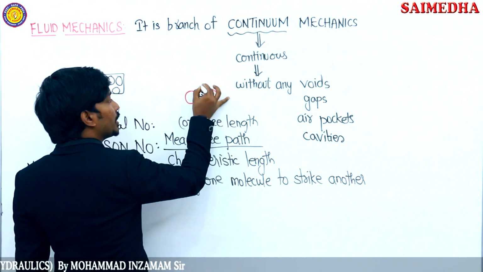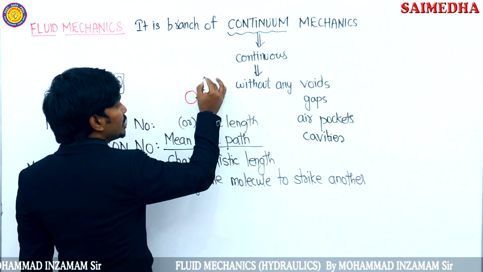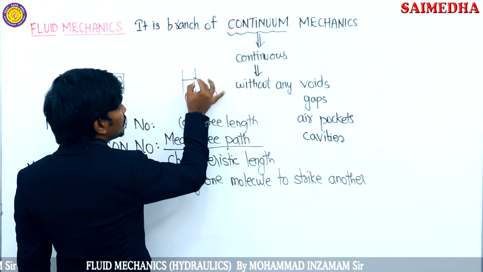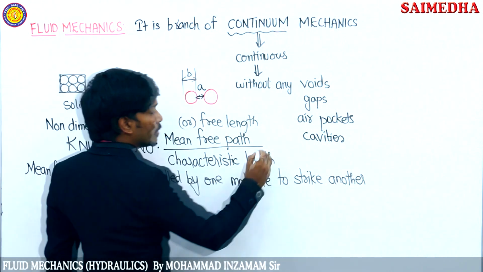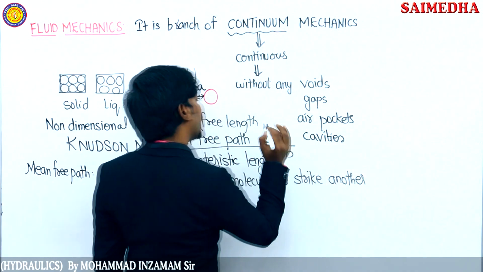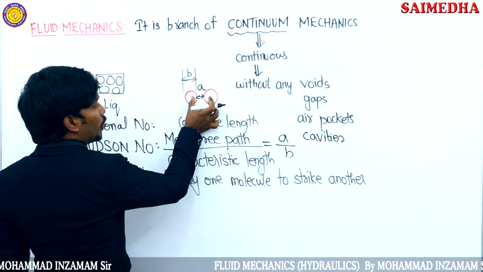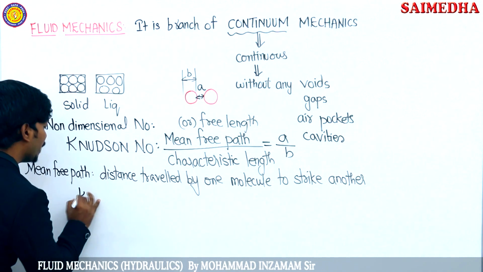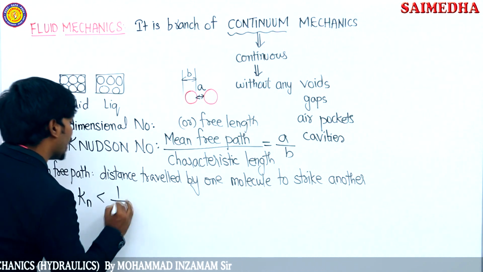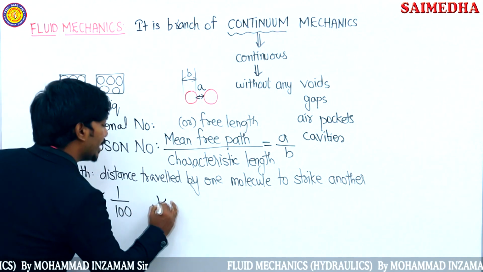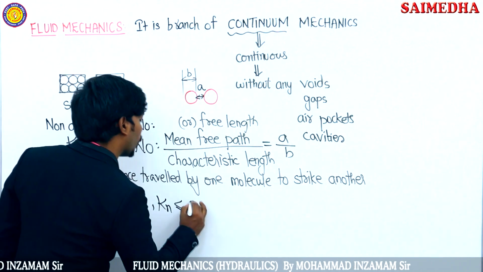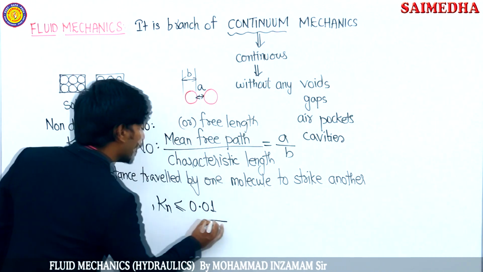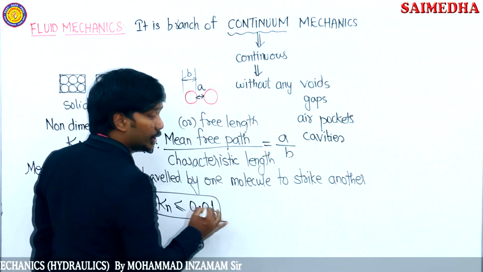let's say it is denoted with A. Okay, and what is this free length now? Free length is the size of the atom, B. So let me write it here, guys. What is the formula? A divided by B. A is the distance between the molecules, B is the size of the atom. So this Knudsen number value must be less than 1 by 100. That is, Knudsen number value must be less than or equal to 0.01. This is that limitation that you need to remember.